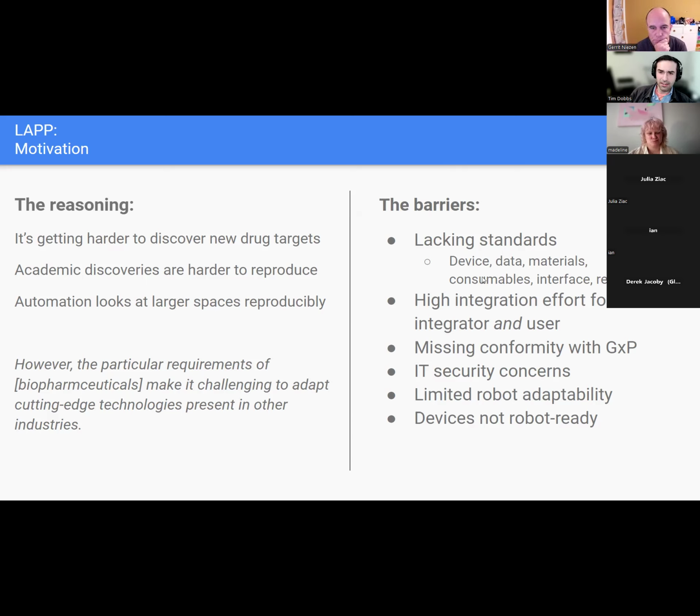And then they also say there's high integration effort required for both the integrator, so somebody who's like an automation person trying to get a robot in place, but also the user has to adapt their workflows into the automation. And that's painful as well.